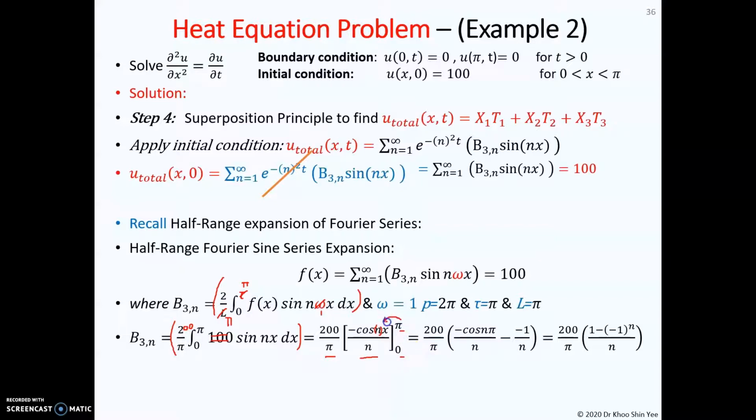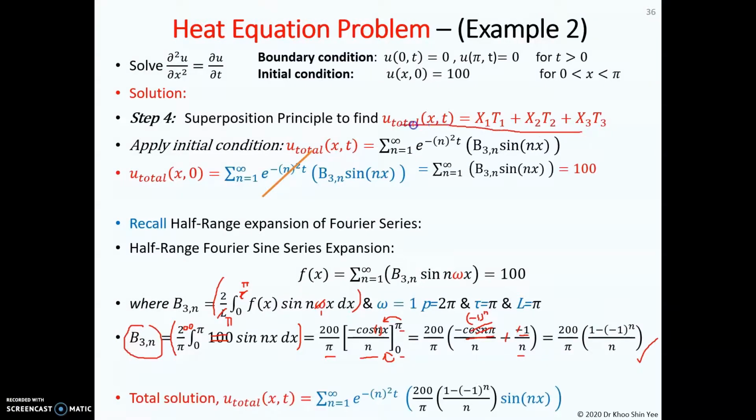Substitute the limit inside, you obtain negative cos n pi divided by n, minus the limit 0 inside here, you obtain negative cos 0, which gives you negative 1. Therefore, you have negative 1 divided by n here. So cos n pi, we know that this is negative 1 to the power of n. The negative here can be cancelled and become positive. Therefore, you obtain 1 over n minus negative 1 to the power of n. So this is the final answer for the coefficient b here.